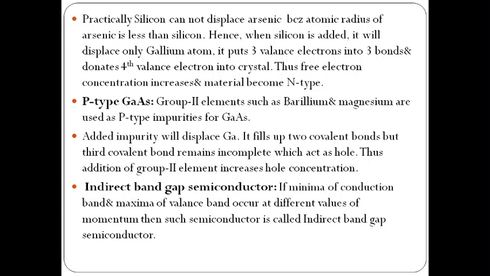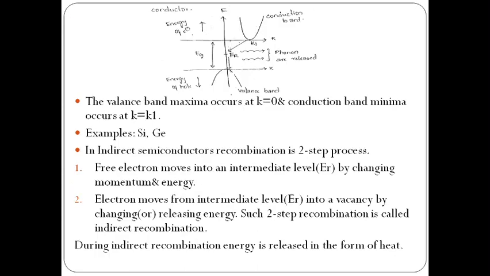Coming to the indirect band gap semiconductors, if the minimum of the conduction band and the maximum of the valence band occur at different values of momentum or k, then such semiconductors are called indirect band gap semiconductors. In the diagram, the minimum of the conduction band is present at K1, and the maximum of the valence band is present at K equals 0. So the minimum of the conduction band and the maximum of the valence band differ. So this is called an indirect band gap semiconductor.